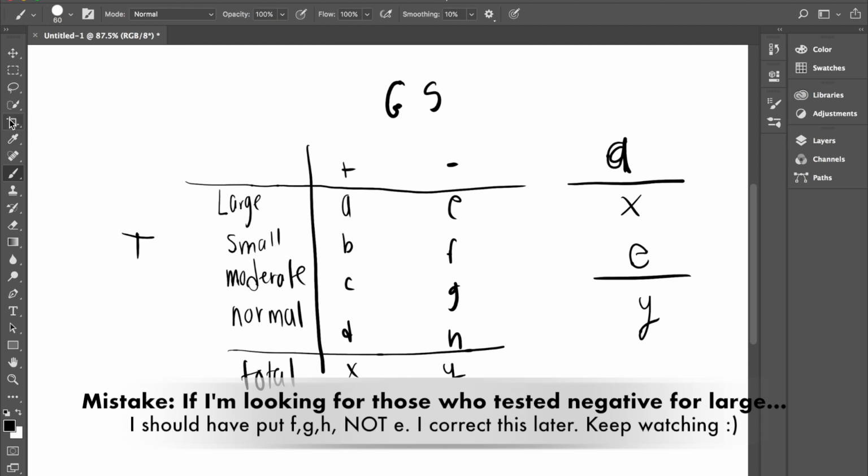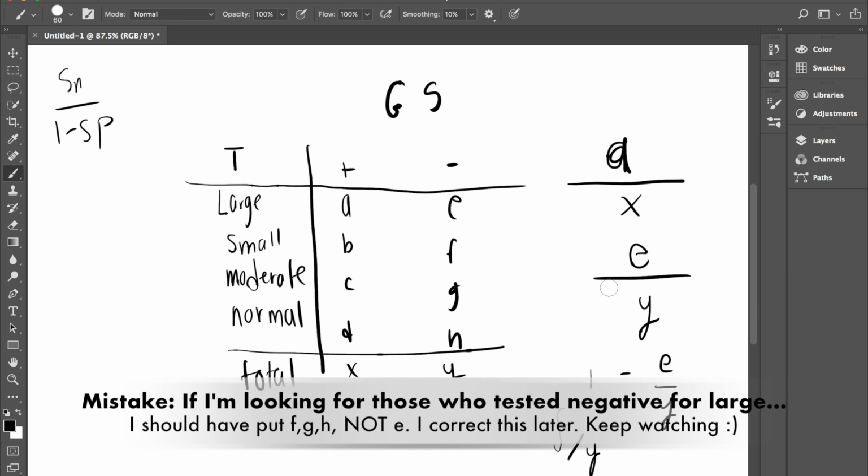Okay, let me just erase this, and I'll just put T up here. So this is the test. The reason why it's different is because we know that LR positive is sensitivity divided by 1 minus specificity. Well, 1 minus E over Y, and this section here is really just F over Y.